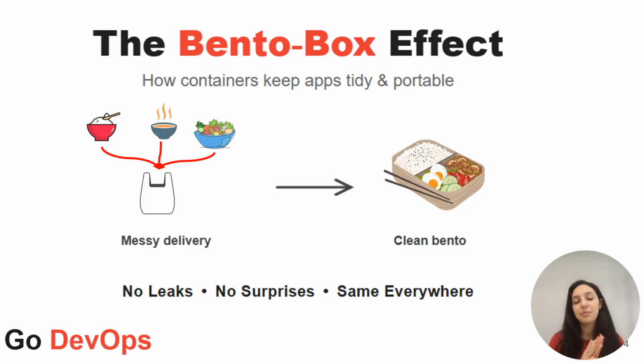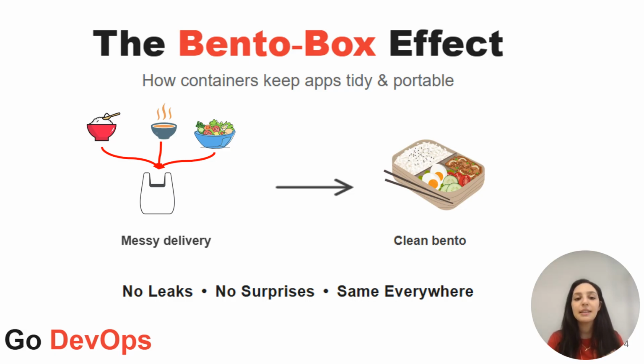So let me show you a simple metaphor. Imagine you order a lunch, rice, soup, and salad, but instead of putting them in separate containers, the restaurant dumps everything into one plastic bag. So by the time it arrives, the soup leaked onto the rice, and the salad is soggy. It's a mess. So now think of the same meal, but delivered in a bento box. So everything has its own clean, separated section. The rice stays warm, the soup stays sealed, and the salad stays fresh.